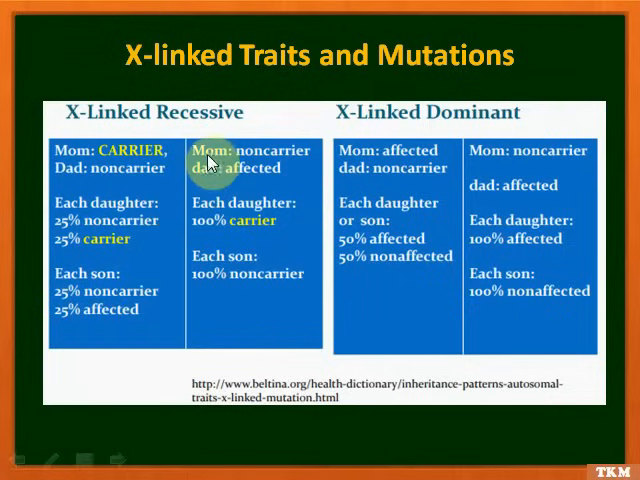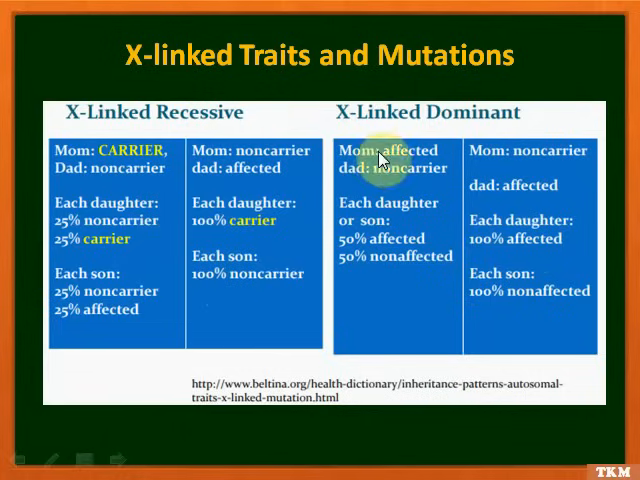The second case wherein the mom is a non-carrier and dad is affected, because the dad is affected with X-linked gene, all the daughters are going to be carrier. In case of recessive, all the daughters are going to be carrier, but in case of dominant, similar case, all the daughters will be affected, because in dominant, even if one dominant gene is present, they will show symptoms. Over here, all the sons will be non-carrier, and over here all the sons will be non-affected.